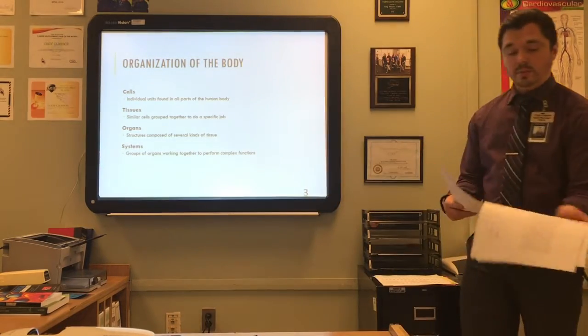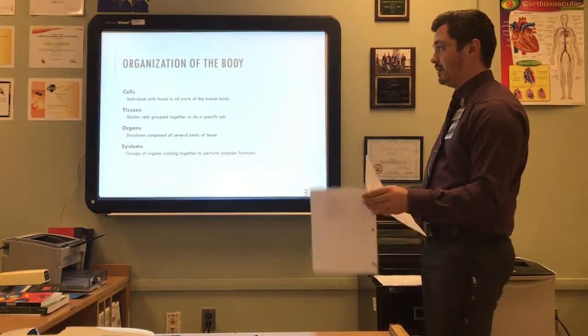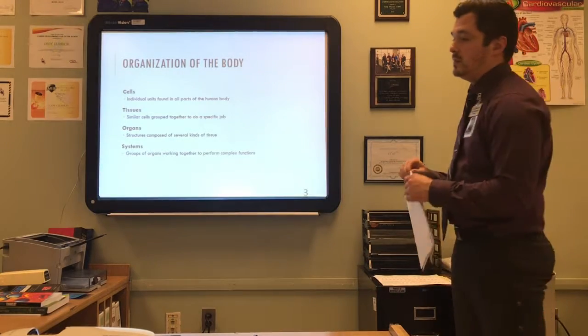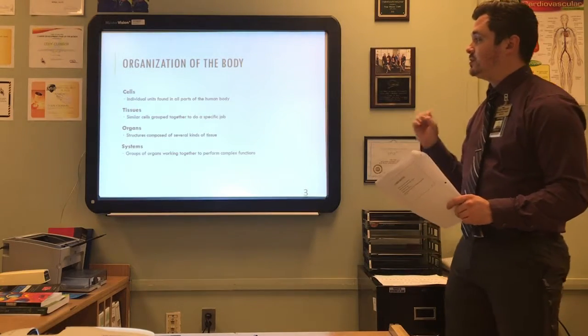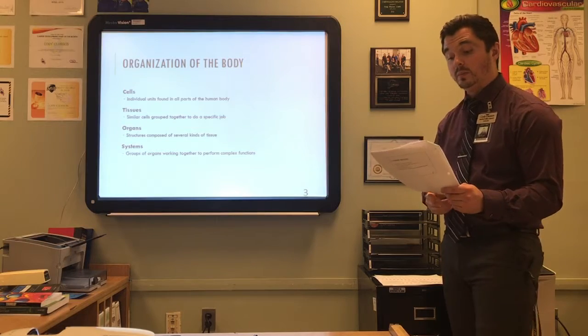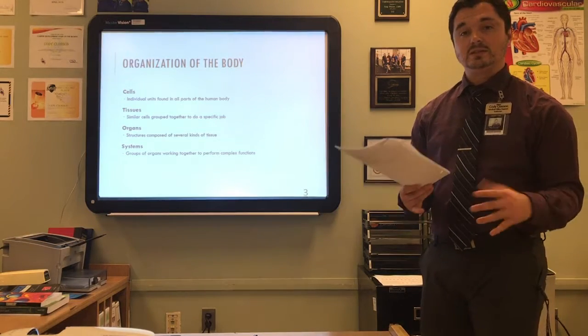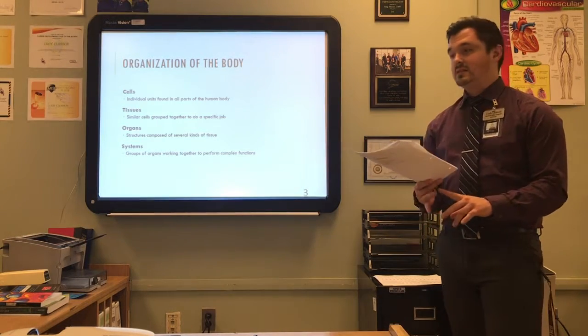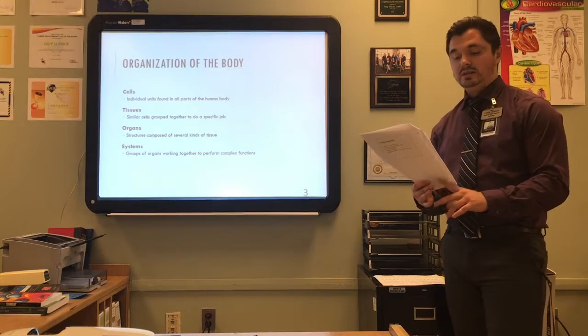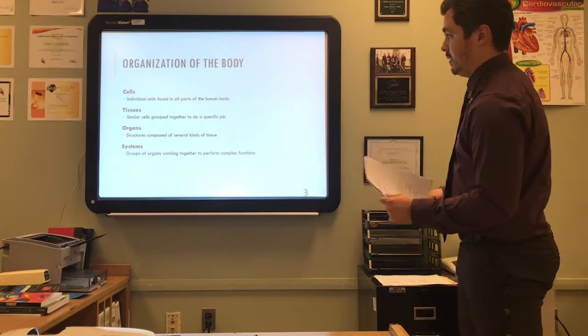So organization of the body starts on the cellular level. Cells are the smallest individual units found in all parts of the human body. There are many different types of cells throughout the body. You have muscle cells, epithelial cells, nerve cells, bone cells, and so on and so forth.